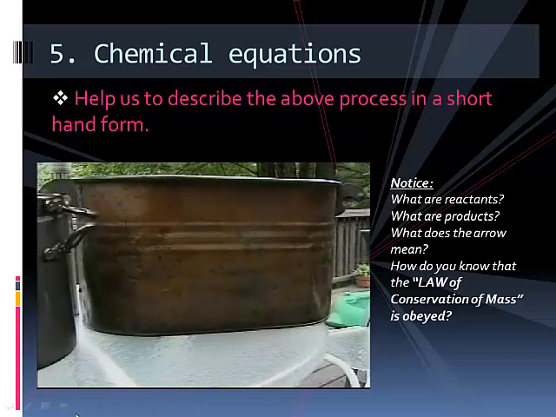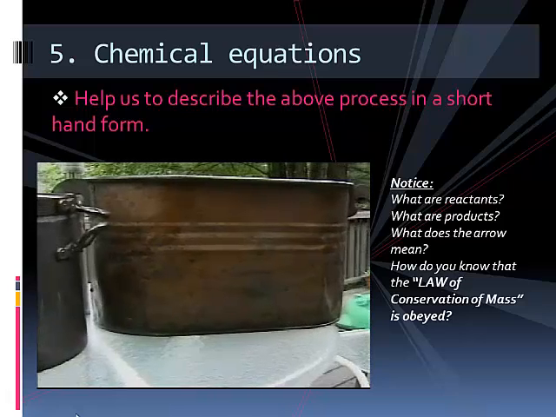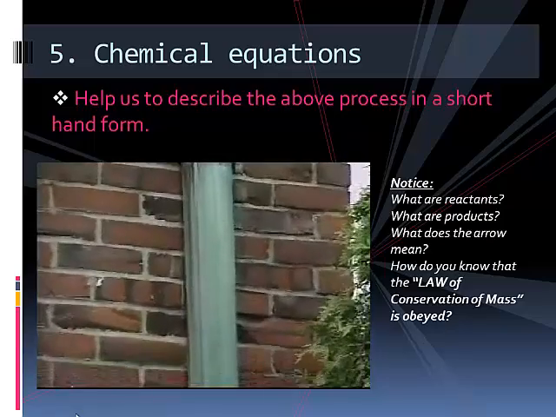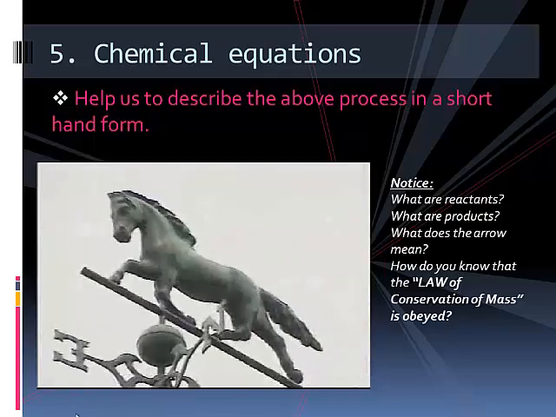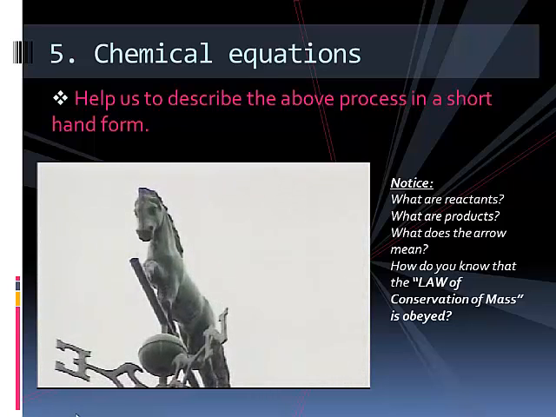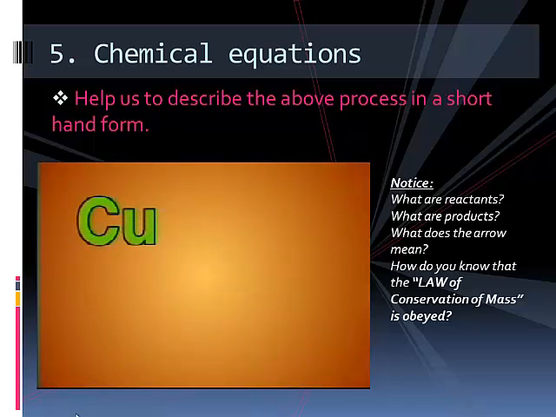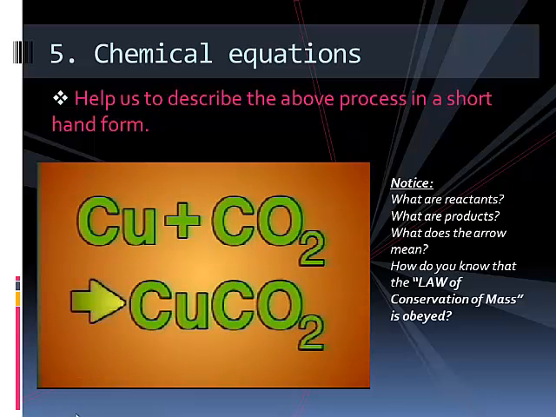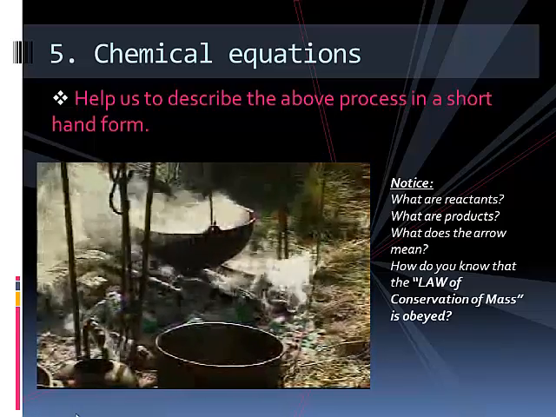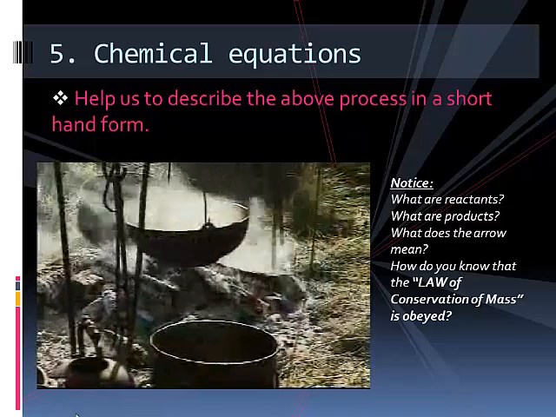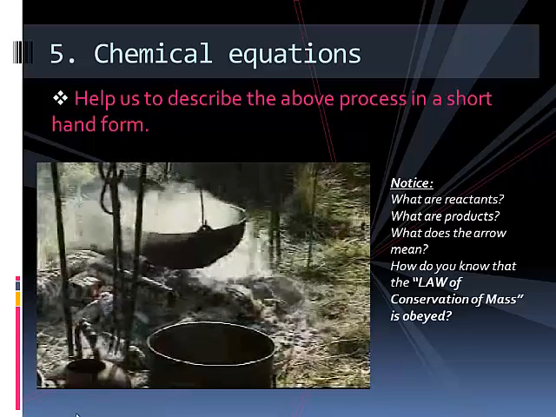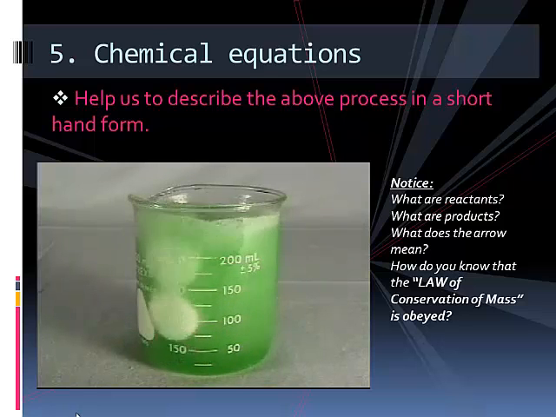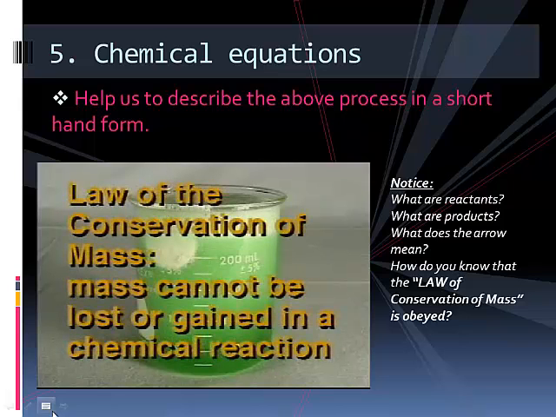Let's take a look at an example involving the element copper, seen here in this bucket. Copper is often used as material for roofing and for downspouts, seen here. With time, the shiny copper metal turns green, symbolizing a chemical reaction between the copper and carbon dioxide in the air. The reaction can be symbolized by the chemical equation Cu plus CO2 yields CuCO2. In chemical reactions, the overall mass of the substances reacting does not increase or decrease. The changes that occur in a reaction involve the rearrangement of atoms, not the destruction or production of matter. This is expressed in the law of the conservation of mass, which states that mass cannot be lost or gained in a chemical reaction.